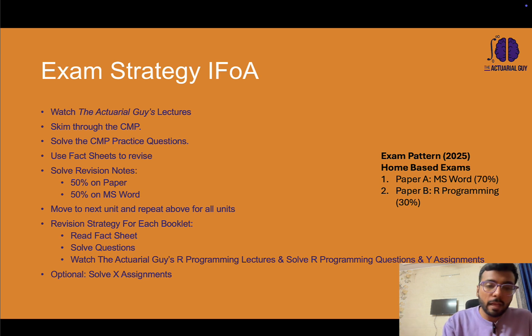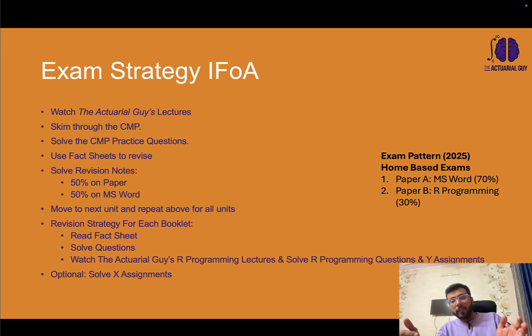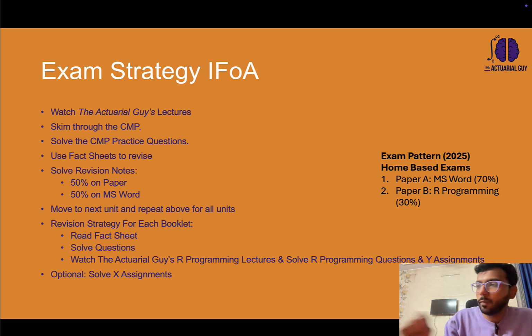So, for revision, again, you go to the fact sheet, you read the fact sheet. So, you have gone through all the formulas and techniques relevant for the exam. You solve past exam questions in the revision notes again. This time, you focus more on the questions that you got stuck on the last time. So while going through the revision notes, wherever you got stuck, you can mark those questions, and during your revision, you should go through those questions.